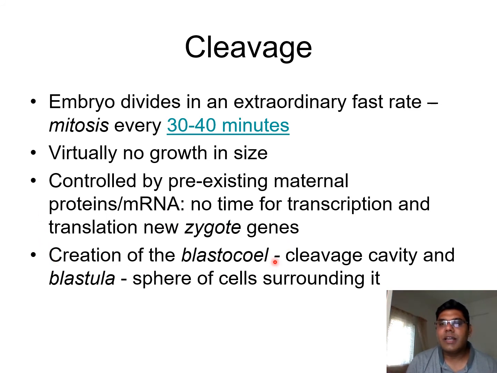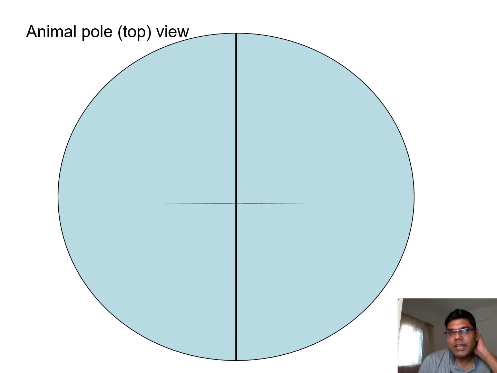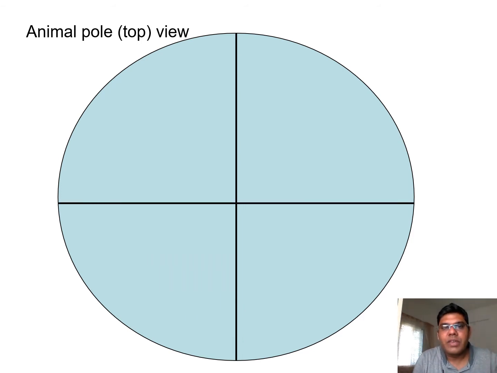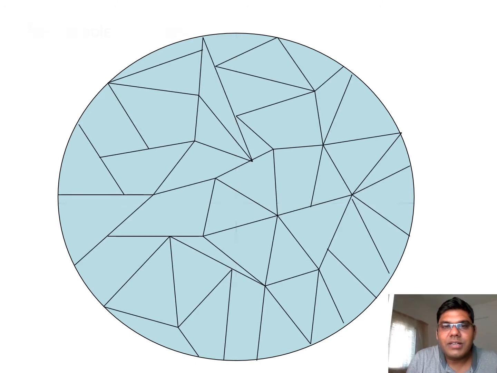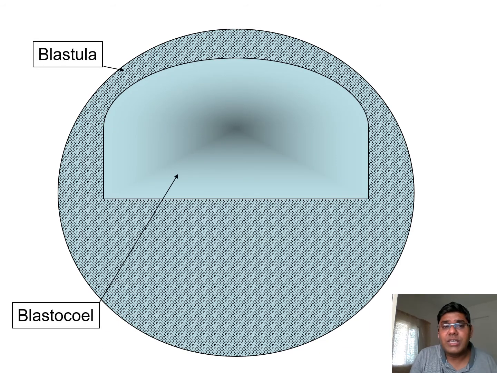That means the cleavage cavity, and the blastula, which means the sphere of cells surrounding it. You can see here, this is the animal pole, and the cell starts to divide. There is a cleavage, 2 cells, followed by 4 cell formation, and you can see that the cells start multiplying without growing in size, and it fills up the zygote with a huge mass of cells. At this stage, you can see the blastula and the blastocoele formation.